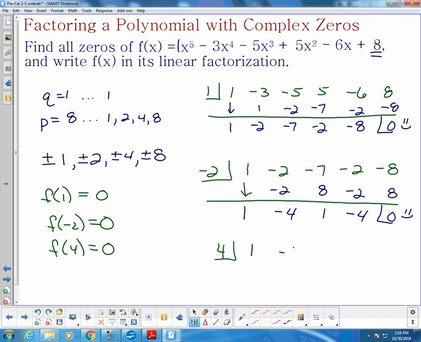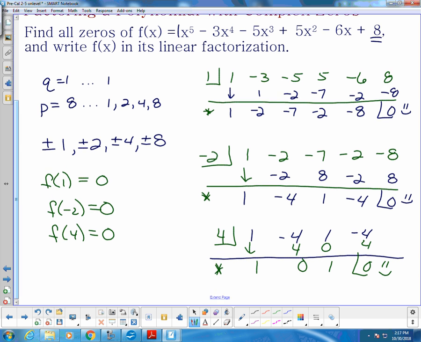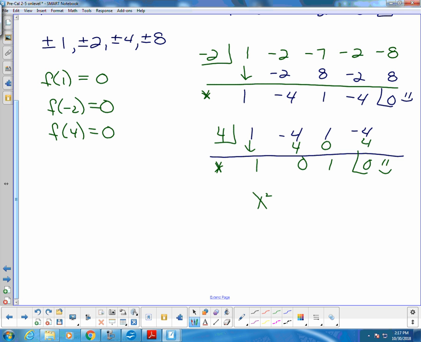Now each time I do synthetic division, my degree is dropping. That's a 4, that's a 0, that's a 0, that's a 1. So I had a 5th degree. This is a 4th degree. This is a 3rd degree. This is a quadratic. So I have x squared plus 1.